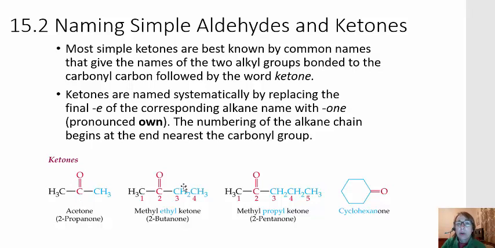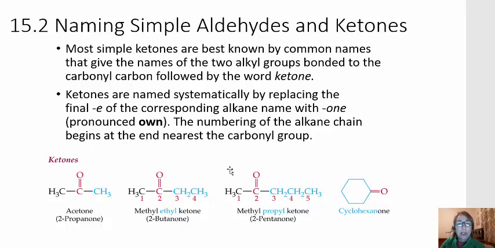And then there's a common nomenclature system where the 2 alkyl groups bonded to the carbonyl group are named from least number of carbons to greater number of carbons. So if we look at this example here, our carbonyl group is bonded to a methyl as well as an ethyl. So this is known as methyl ethyl ketone. The next one has a methyl and a propyl group bonded to that carbonyl group, so methyl propyl ketone.